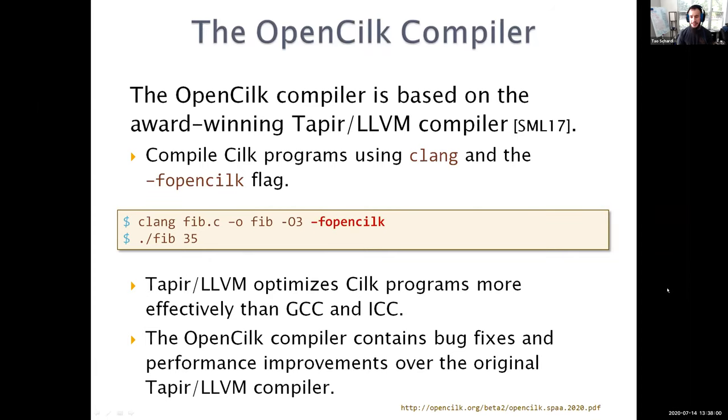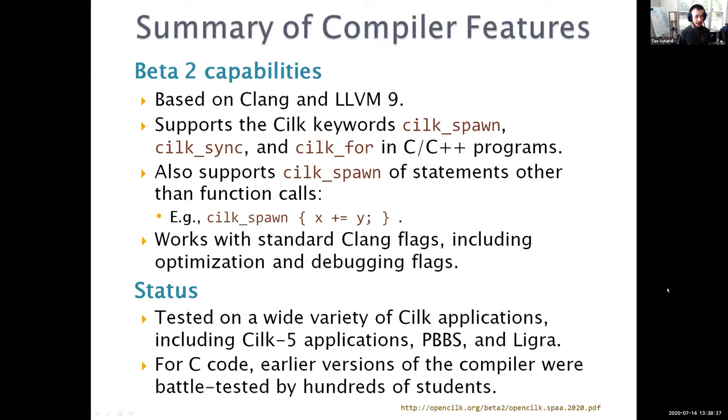The OpenCilk compiler, like I said, is based on Tapir LLVM. Tapir LLVM has the remarkable feature that it optimizes Cilk programs more effectively than traditional Cilk compilers such as GCC and ICC. And on top of that, the OpenCilk compiler has added bug fixes and various performance improvements over the original Tapir LLVM compiler. So that just frames where the OpenCilk compiler stands with respect to previous research work on Tapir LLVM.